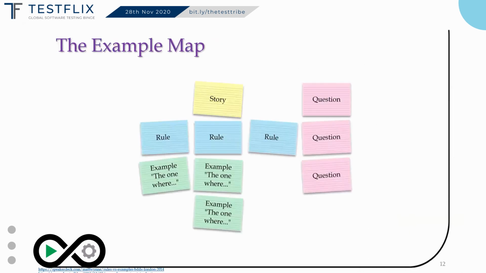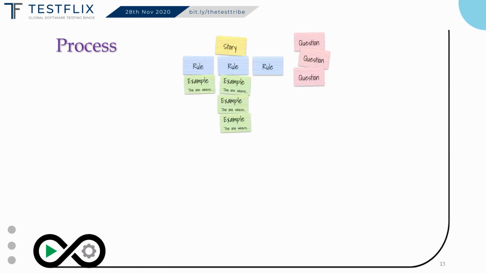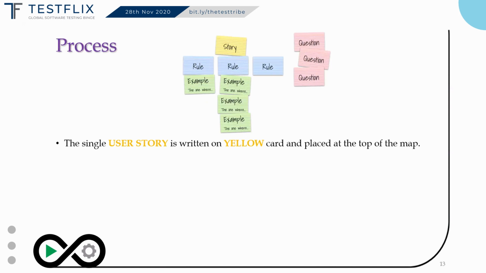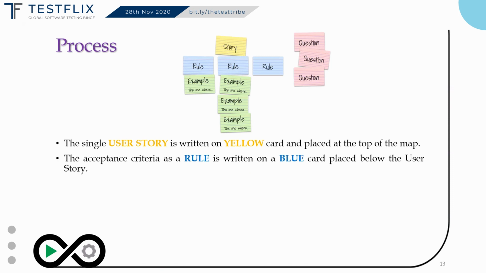So the example mapping itself focuses on a single user story written on a yellow card at the top of the map. Underneath it, you will have blue business rules. For each rule, you will have one or more examples on those green cards, as well as questions that the group will identify. To be more exact, you focus on a single story in an example mapping session that is time boxed for, say, 30 minutes or less.